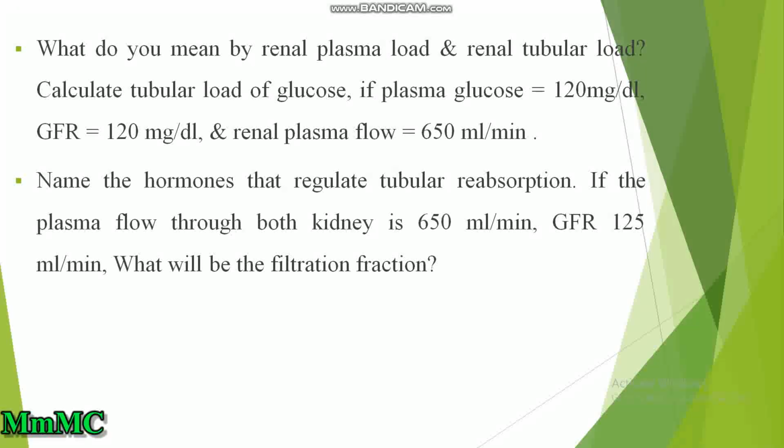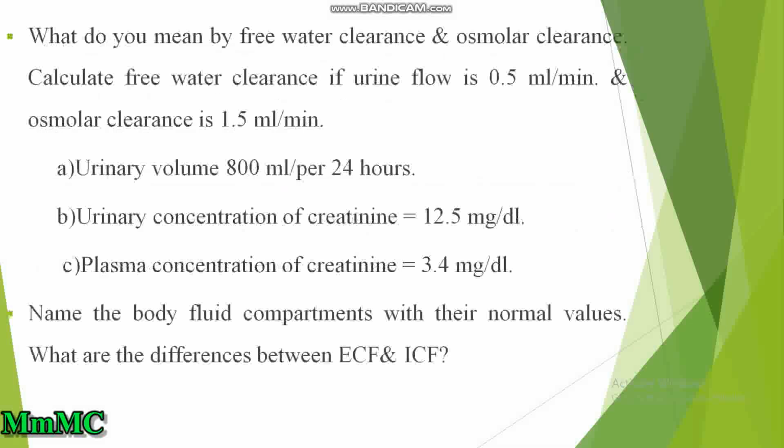If the plasma flow through both kidneys is 650 ml per minute, and GFR is 125 ml per minute, what will be the filtration fraction? Now, what do you mean by free water clearance and osmolar clearance?